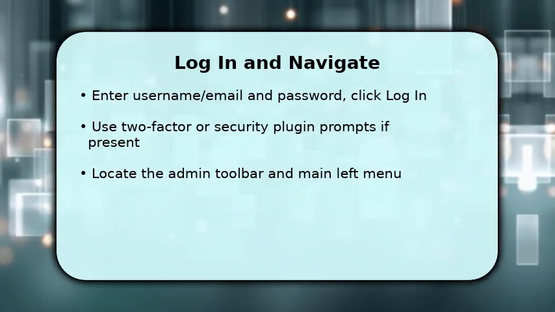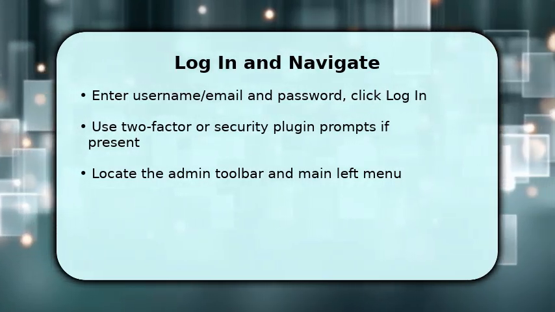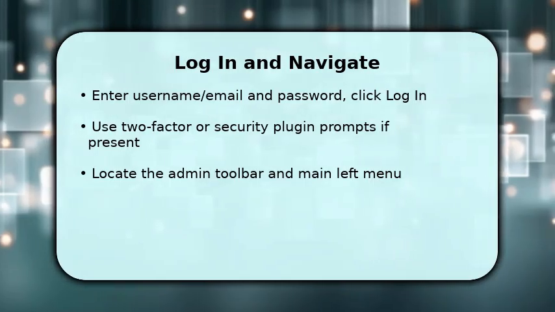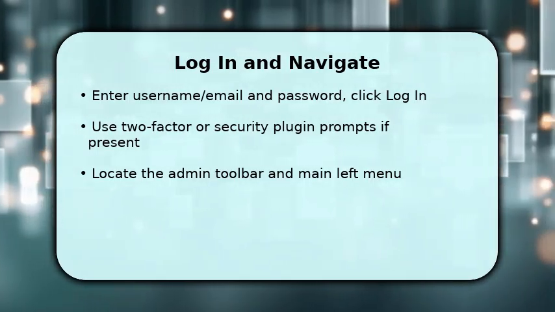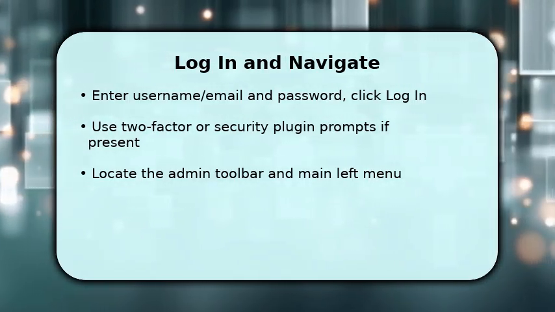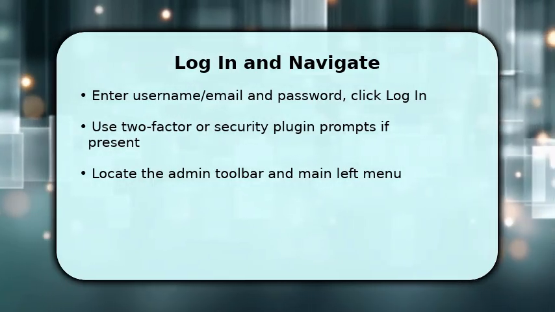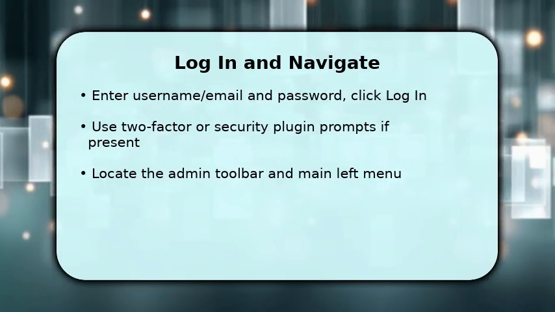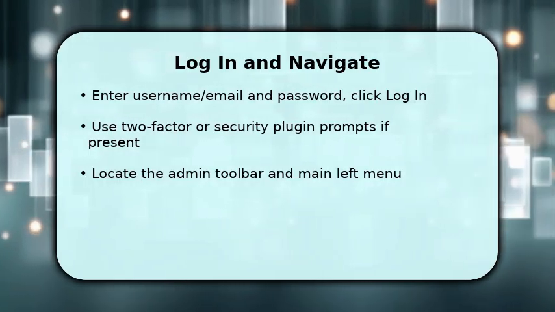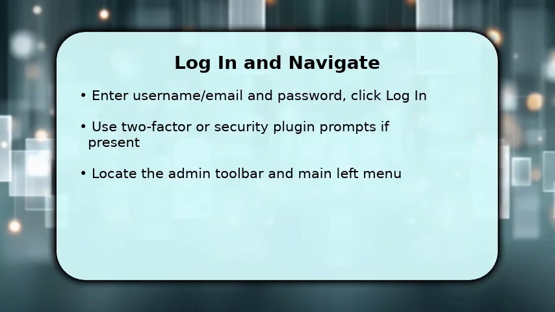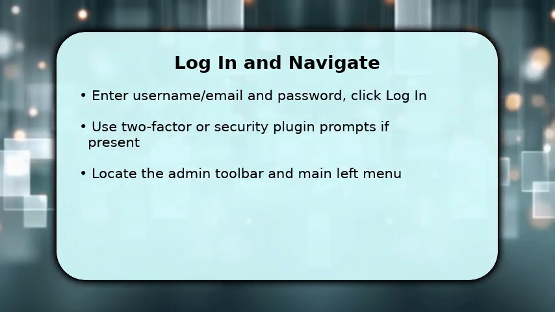You'll see the admin toolbar at the top and the main navigation on the left: Posts, Pages, Media, Appearance, Plugins, Users, Tools, Settings. Once inside, scan the At a Glance and Activity panels to confirm site status. If a security plugin or two-factor prompt appears, complete that step. Otherwise, proceed to open the specific section you need.